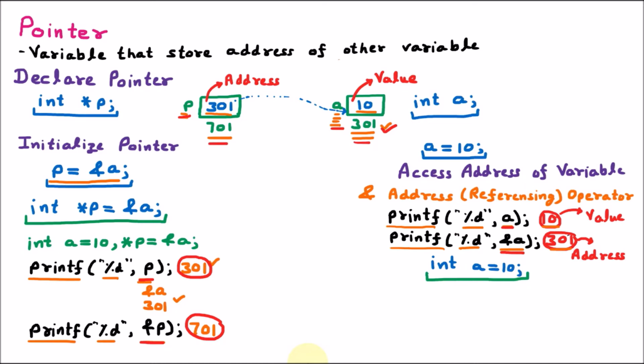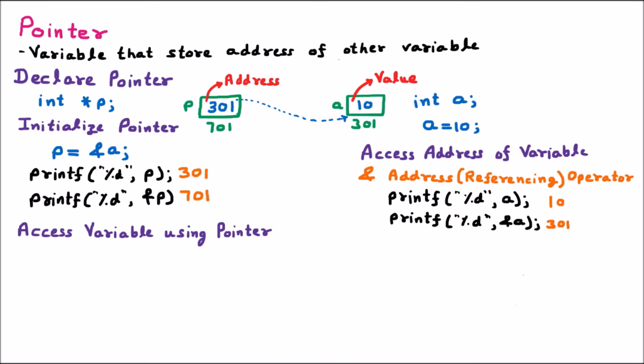But we know that the pointer P is pointing to the address of A. So can I get the value of A, which is 10, using the pointer? Is it possible? Yes, it is possible. So here we are learning the next topic, which is accessing a variable using a pointer. That means using this pointer P, we will get the value of variable A.